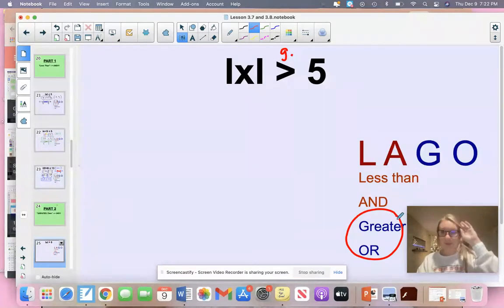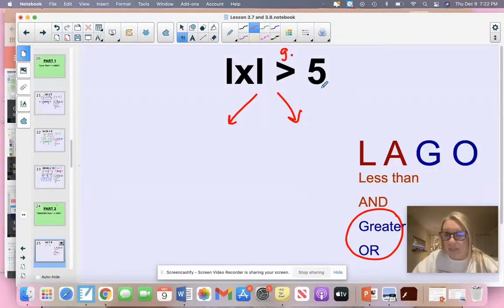Once that happens, we set up 2 cases. So here are our 2 cases. The first case, you just rewrite everything that you see, just taking away the absolute value bars. So x is greater than 5. Because this is greater than, we need the word "or."